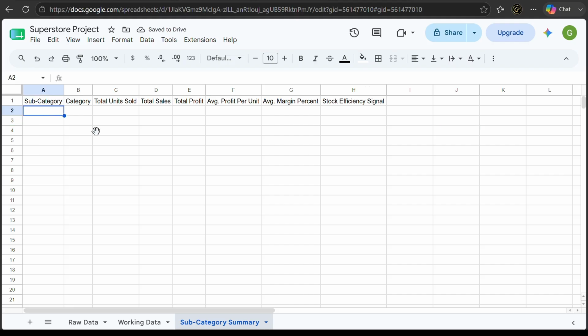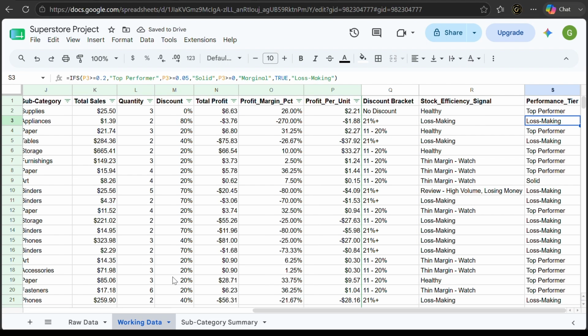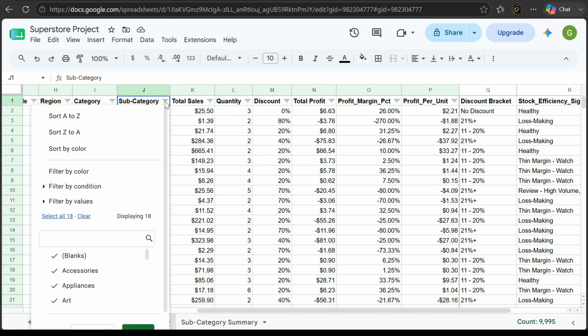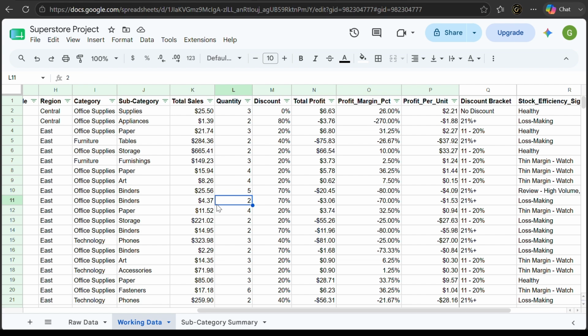So first, to pull all the subcategories in column J. Now if you check, you have about 17 subcategories. We can't just start typing all the subcategories by ourselves. That would be time wasting. So to pull out all the subcategories and make sure that nothing repeats itself, remember we are looking at what?